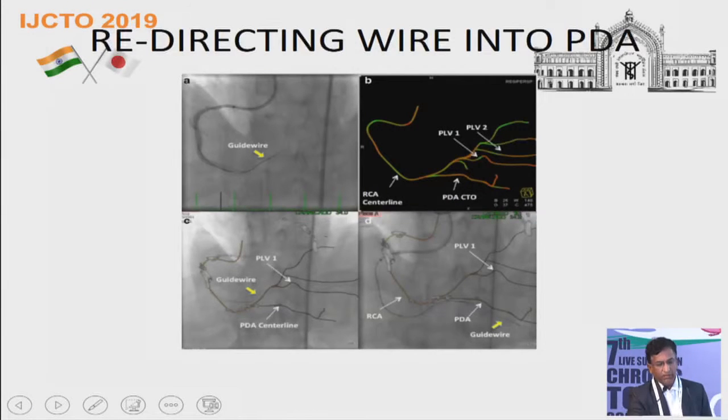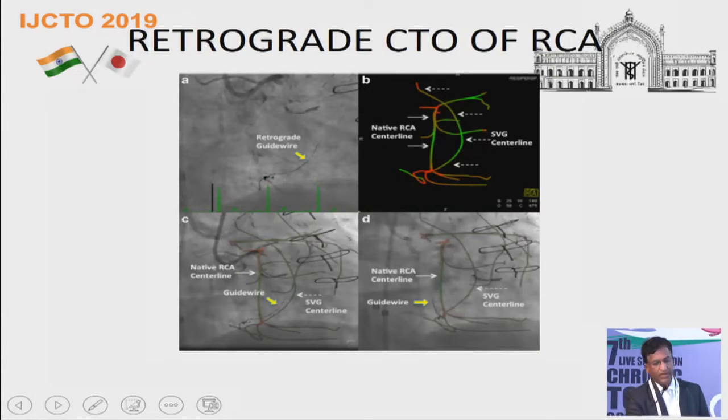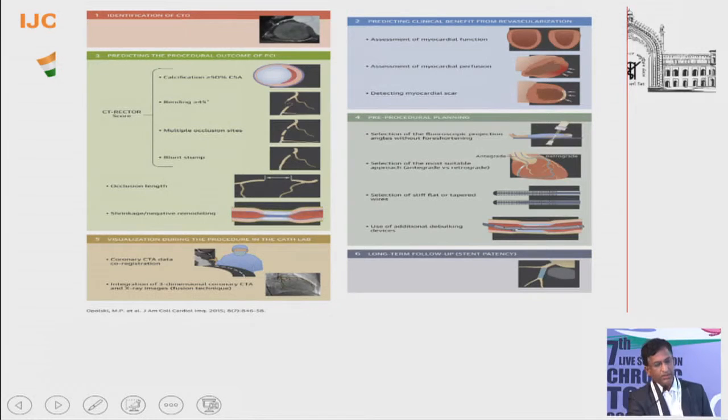This is an example of a patient who had a CTO of the PDA, and using CT co-registration, we could orient our wire into the PDA and achieve a good result. This is an example of a retrograde CTO, where we could orient the retrograde wire onto the native RCA based on the co-registration.